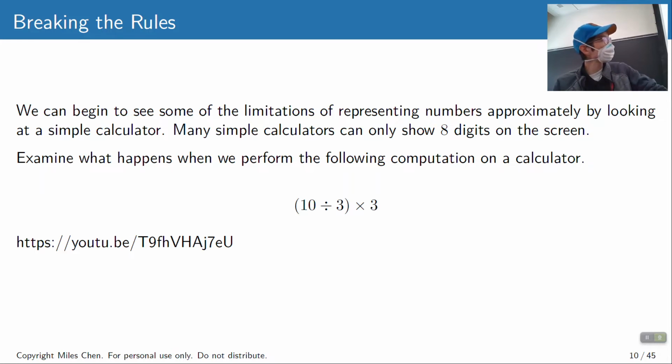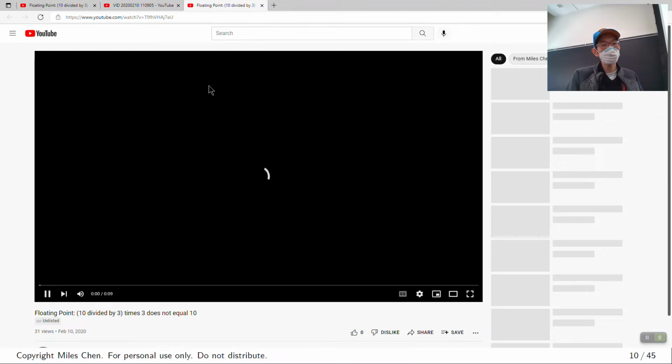And what will happen on the calculator if I do this operation? 10 divided by 3, and then I take that result and I multiply it by 3. So what's going to happen? When I do 10 divided by 3 on the calculator, what am I going to get? 3.33333, all right? And then when I take that and I multiply it by 3, what am I going to get? Yeah, 9.